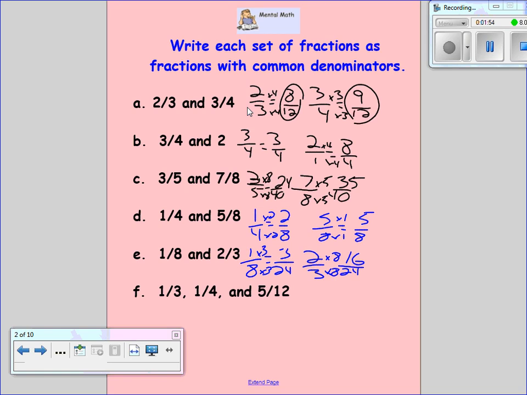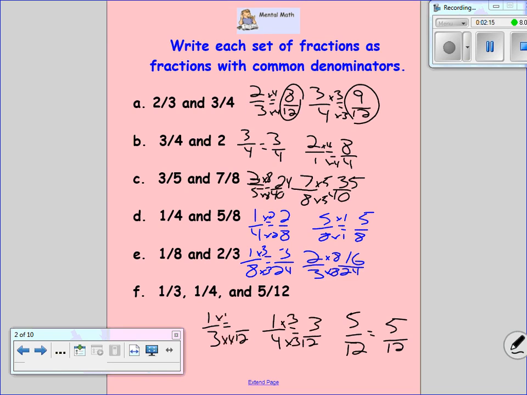Last one here. A little more space. So 1/3, 1/4, and 5/12. They all go into 12. This one's easy. This one's 5/12 still. Times 3, times 3, 3/12. Times 4 gives me 4/12.